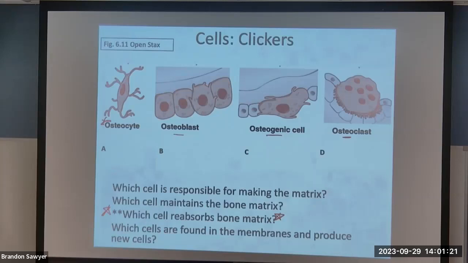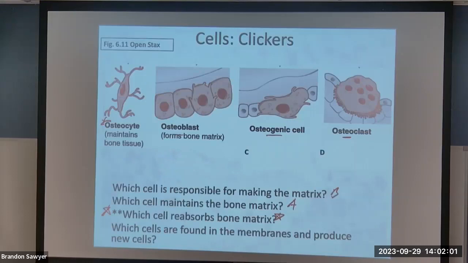Okay, most of you said D, the osteoclast. Let's start with the first one. Osteocytes are just our basic bone cells that maintain the matrix. So for our first one, cells responsible for maintaining the matrix are osteocytes. Osteoblasts are the ones that create the bony matrix to begin with, so those are responsible for making the matrix. Osteogenic cells are the ones that make new cells for us constantly, and these are found in the membrane.